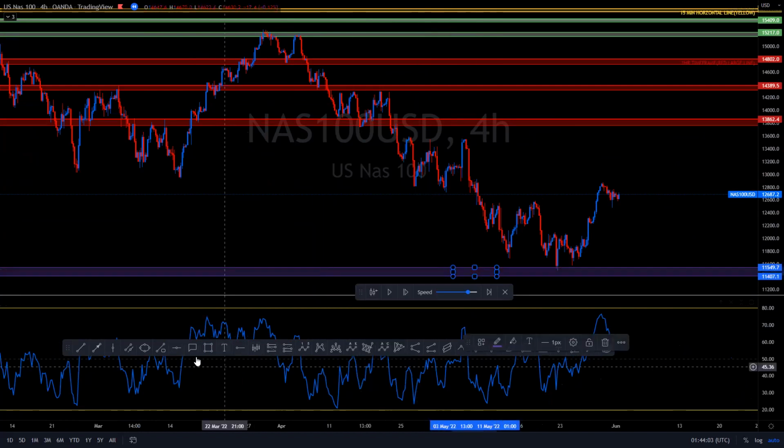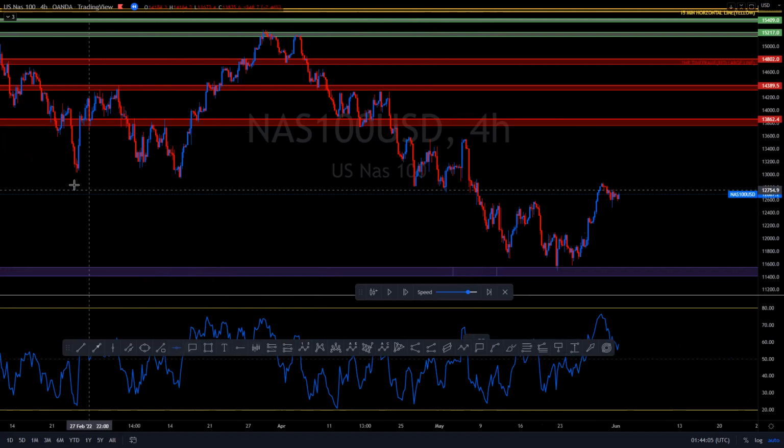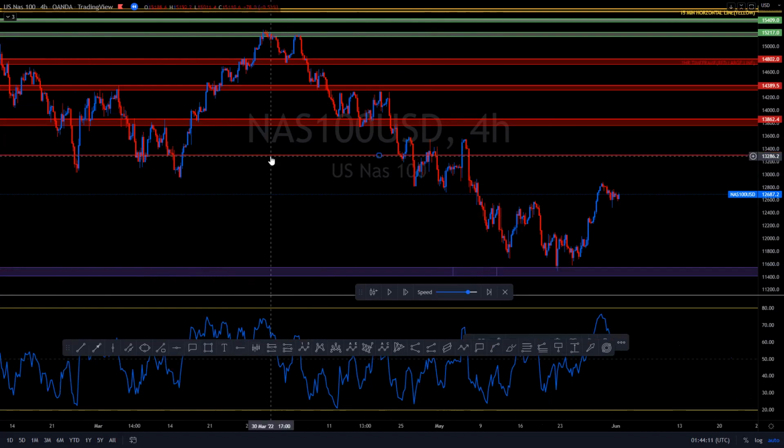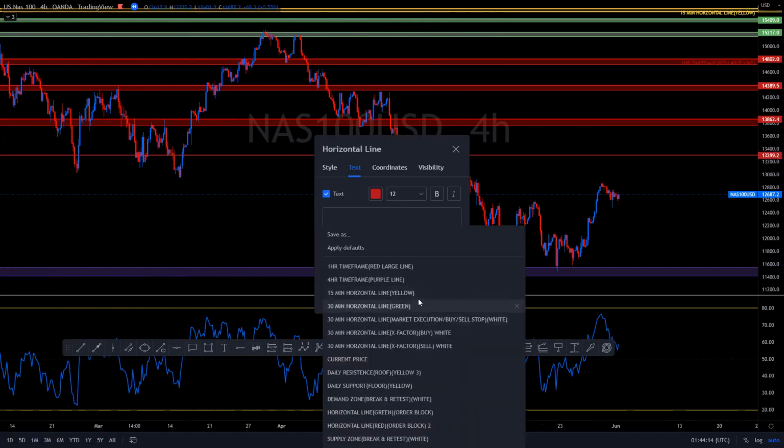What we're also going to do is probably mark maybe this area and make this purple, and that's it.